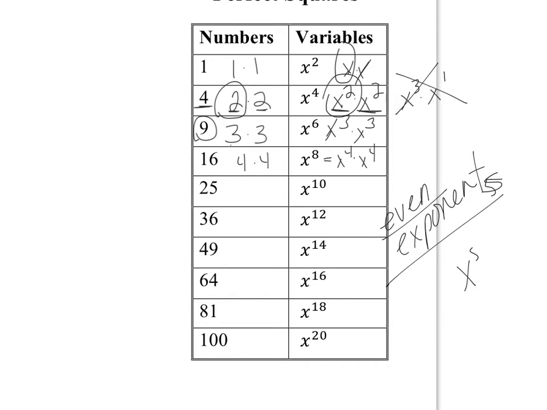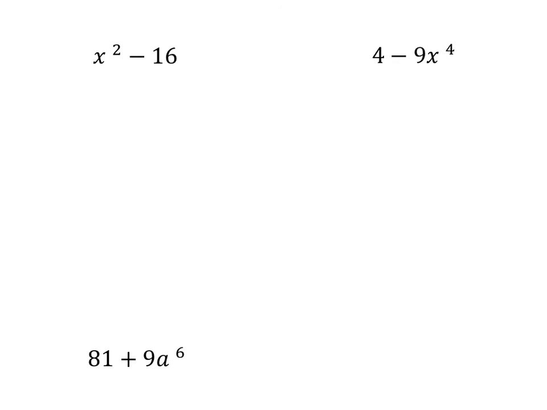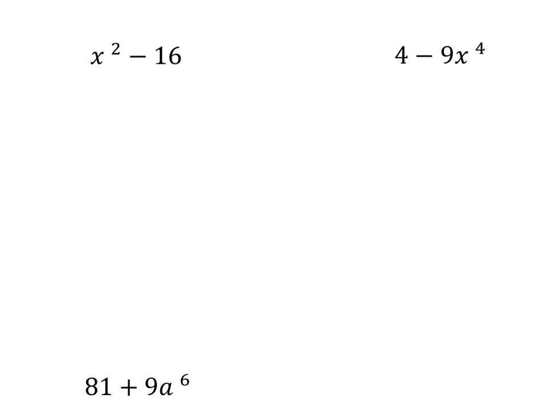So if you tried to do x to the 5th, well, that doesn't make sense because that would be x to the 3rd times x squared, or 4 and 1, or you can't make it exactly the same. I guess you technically could do a fraction, but let's not make it more complicated than it is. Okay? So this is the difference of two perfect squares.